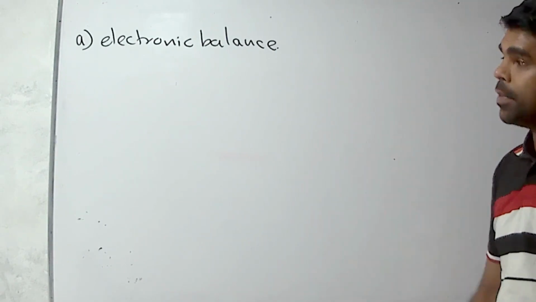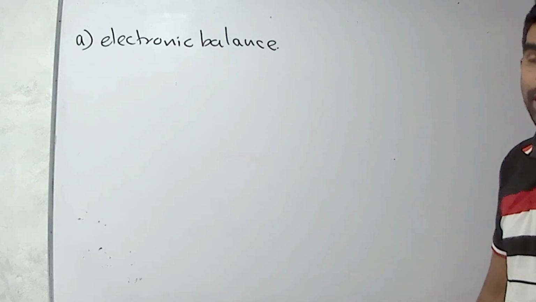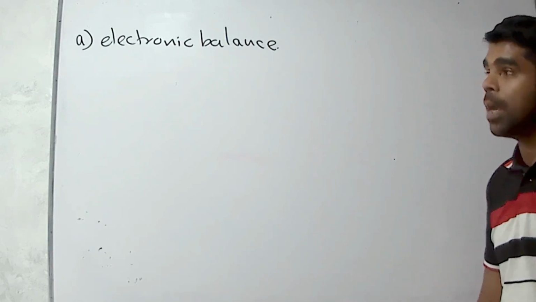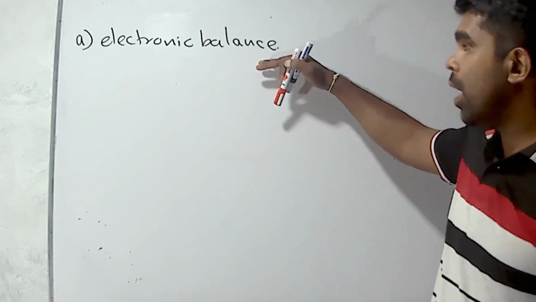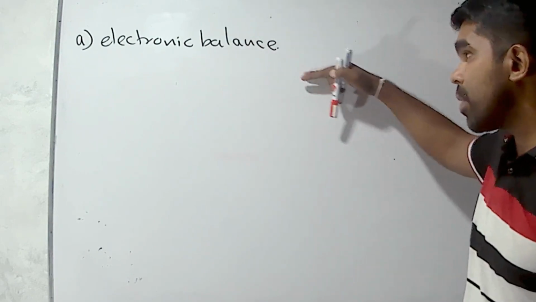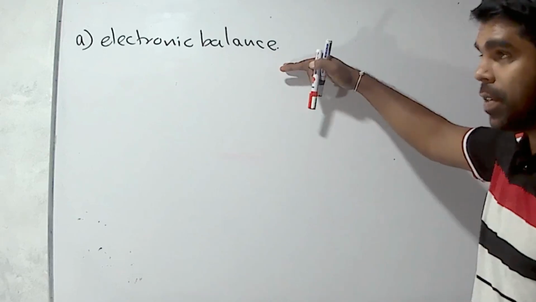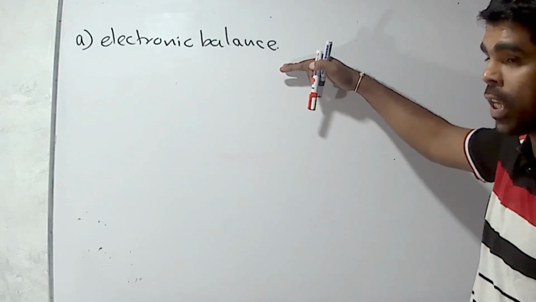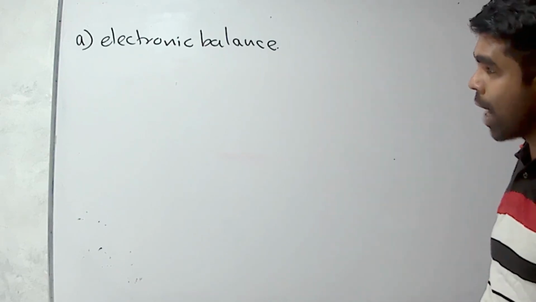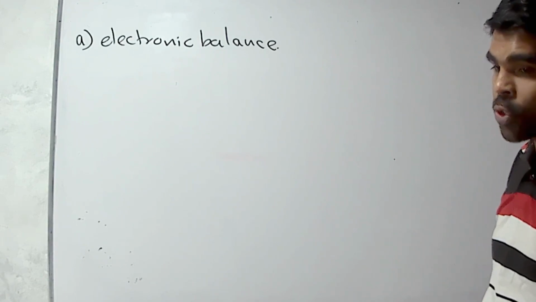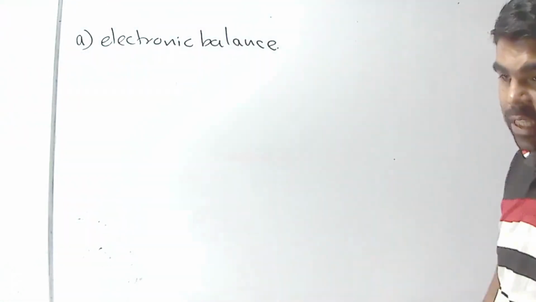When writing the suitable measuring instrument, we have to write the balance type. It is compulsory. If you write just balance, they will not give marks for you. You have to write the balance type. The most suitable balance type is electronic balance.